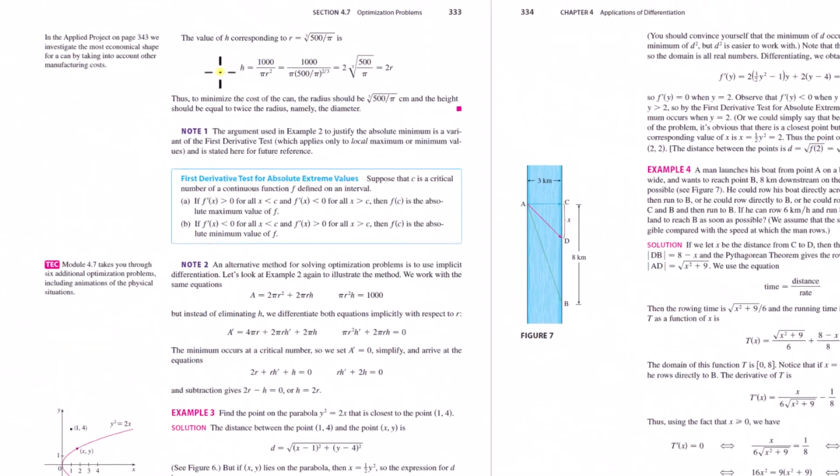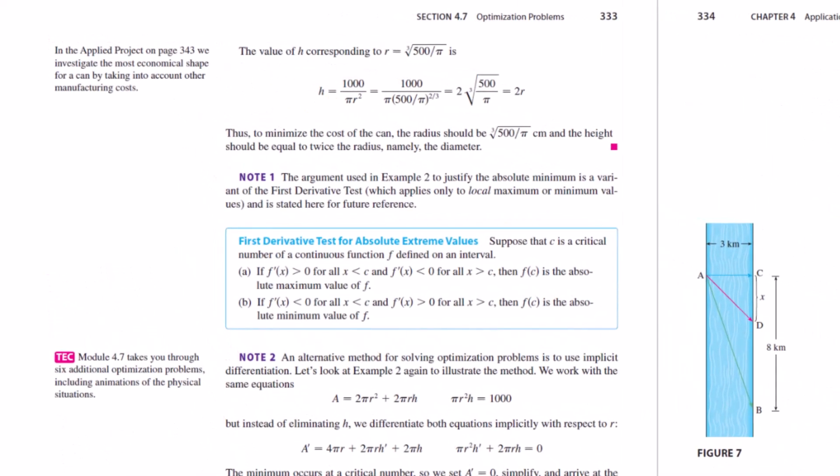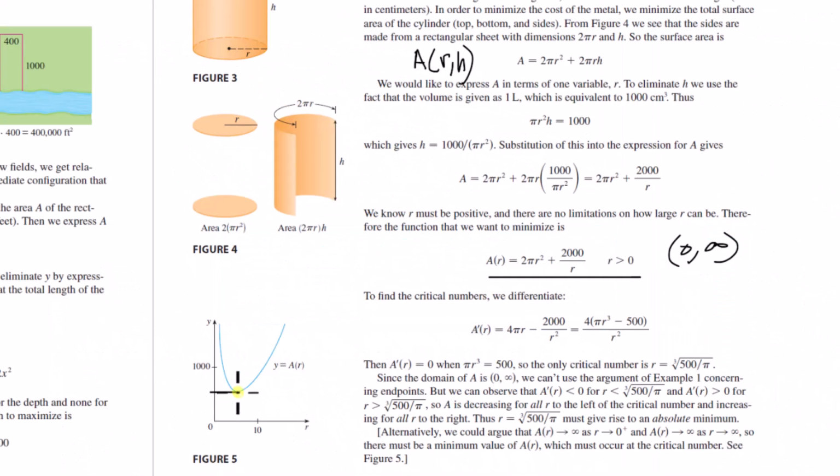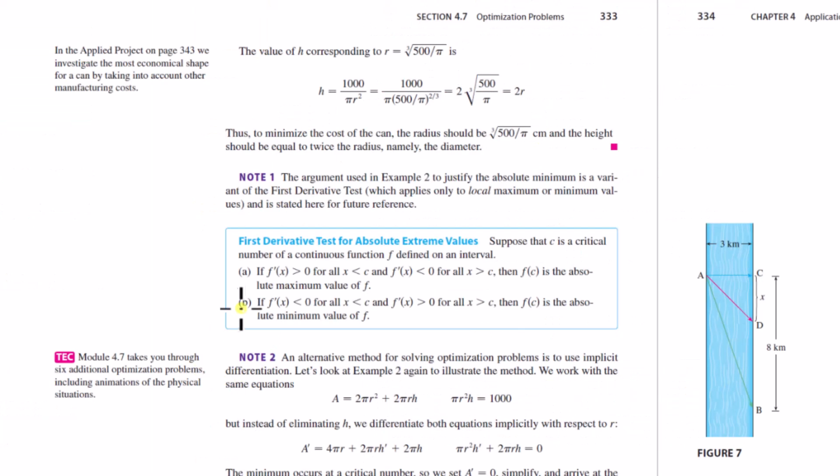All right, and that's the logic used to determine what value of r corresponds to the smallest possible surface area. Once you have r, this number here, that constrains h. Once r is set, h is set. Okay, so it says the argument used in example 2 to justify the absolute minimum is a variant of the first derivative test, which applies only to local maximum or minimum values and is stated here for future reference.